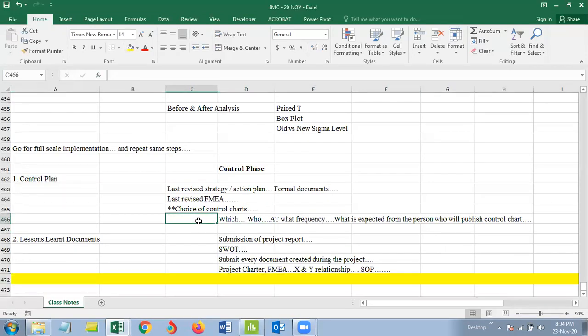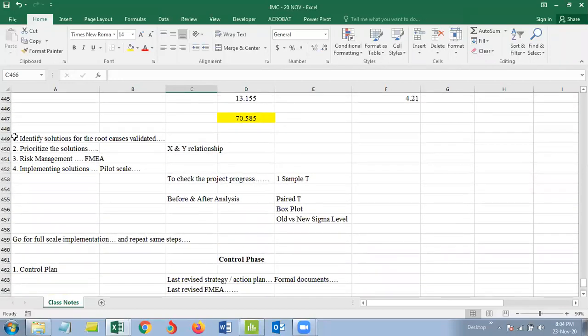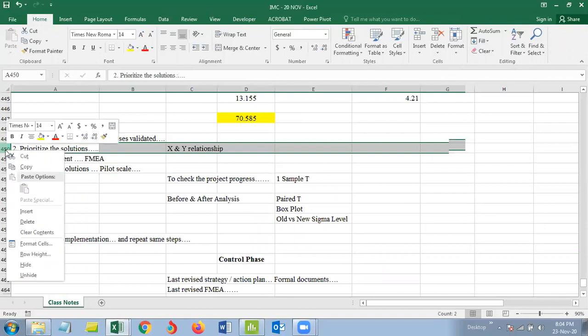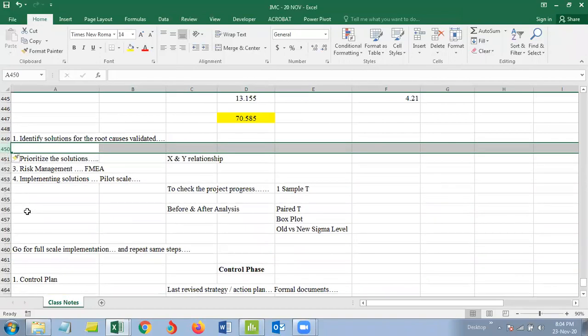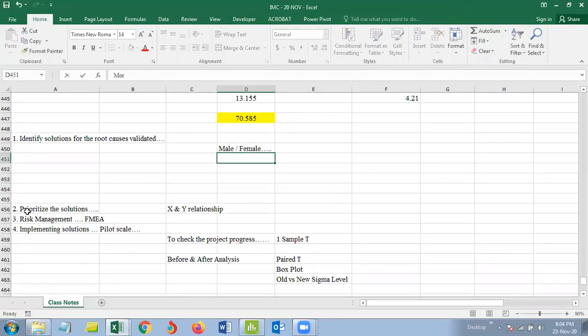So that's the journey that we will be taking from the regression part till here. First things first, it's about identifying the solutions for the root causes we have validated. We already have some information with respect to root cause. For example, we compared male versus female, and we know that females were doing a better job. We compared morning shift versus evening or night shift, and we know your morning shift was better. We know what's good and what's bad.